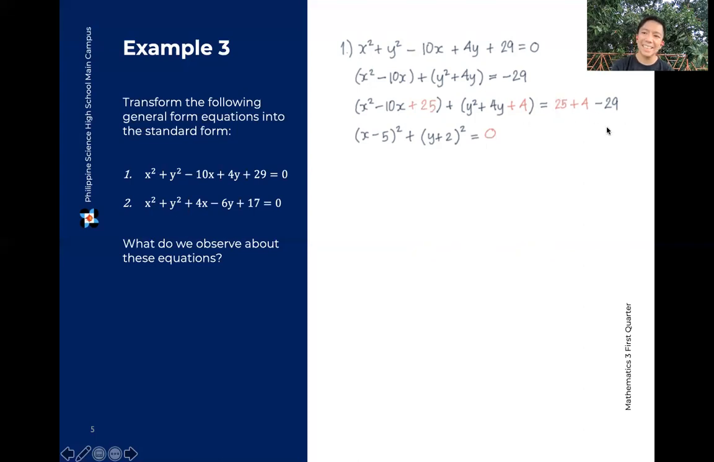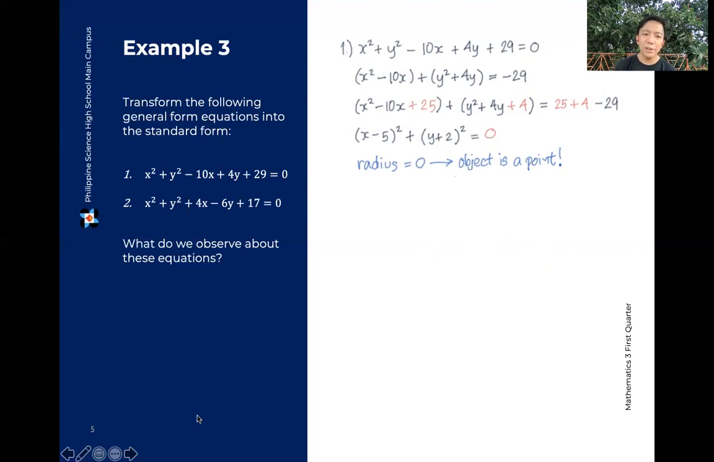But now look at the right side. 25 plus 4 minus 29. This gives us 0. Ano to? This is a point na nasa 5, 2, pero ang parang circle, this is supposed to be a circle na naka-center sa 5, negative 2. Pero ang radius natin, 0.